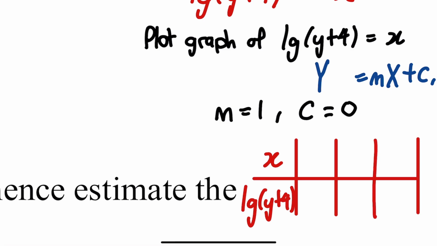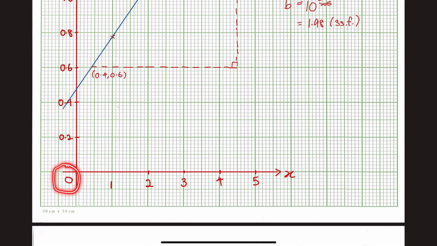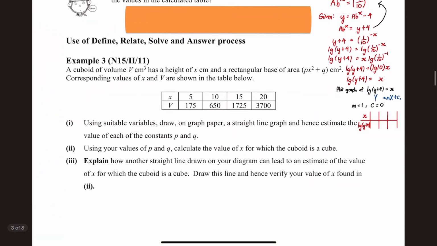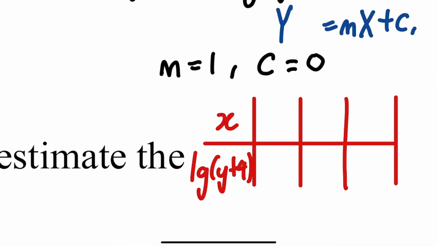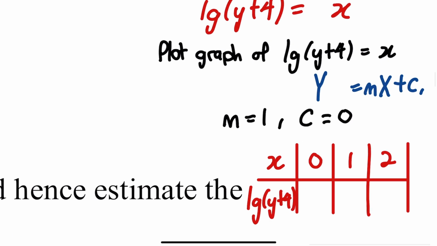I'll look at my x-axis first. I look at my graph here. My x-axis range is from 0 all the way to 5. So you can just pick any 3 points along this range. Let's say I choose 0, 1, and 2. How do I get the corresponding log y plus 4? Remember I'm plotting this equation here. So when x is 0, log y plus 4 is also equal to the x value. So when x is 0, log y plus 4 is 0. When x is 1, log y plus 4 is also 1. When x is 2, log y plus 4 is also 2.